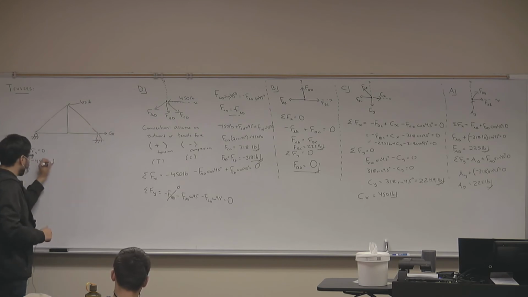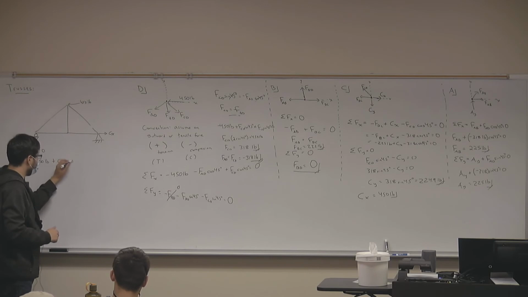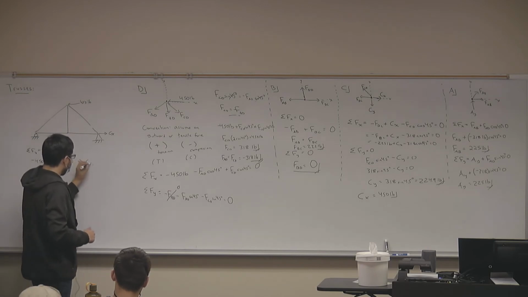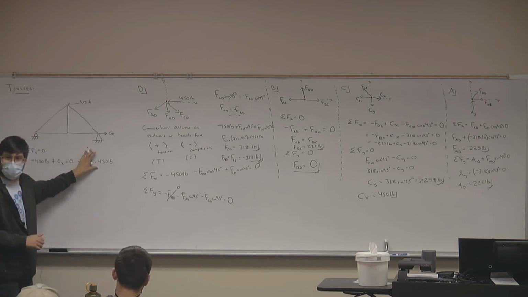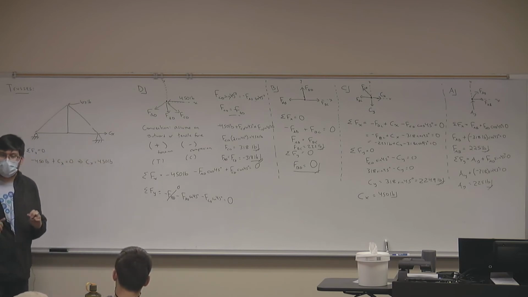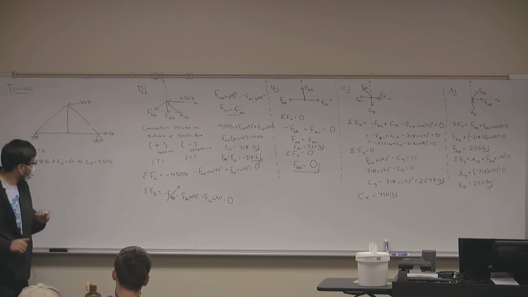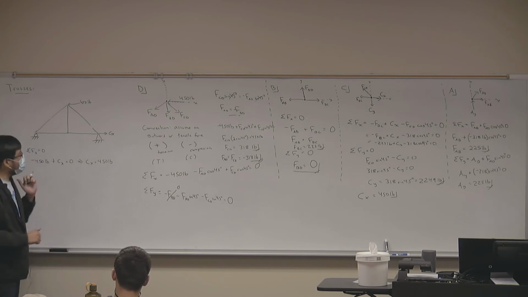So plus Cx equals 0. And this tells me that Cx equals 450 pounds. Does this make sense? Do you understand how it makes sense? Daniel? Luis? Good?